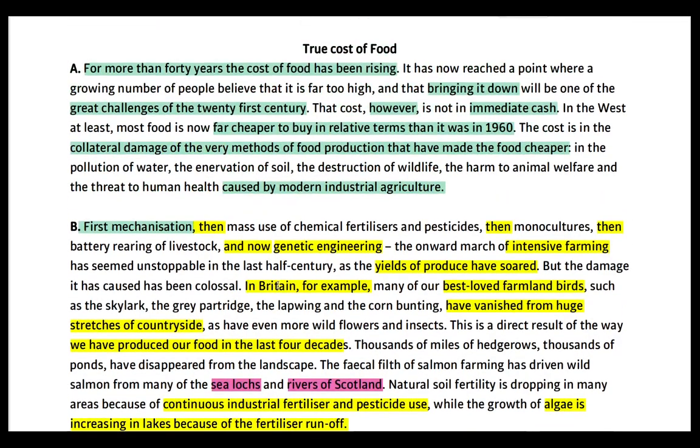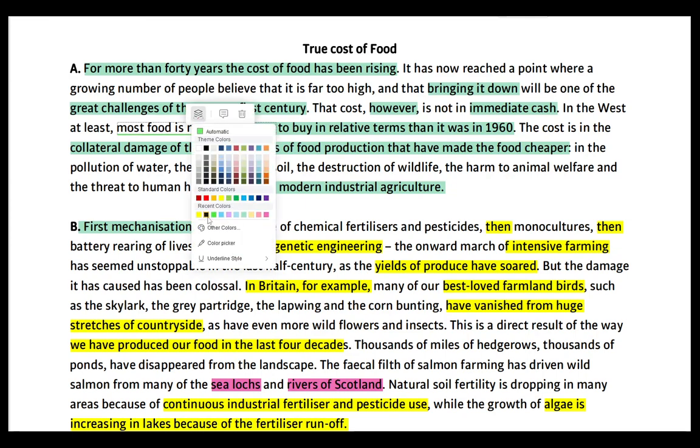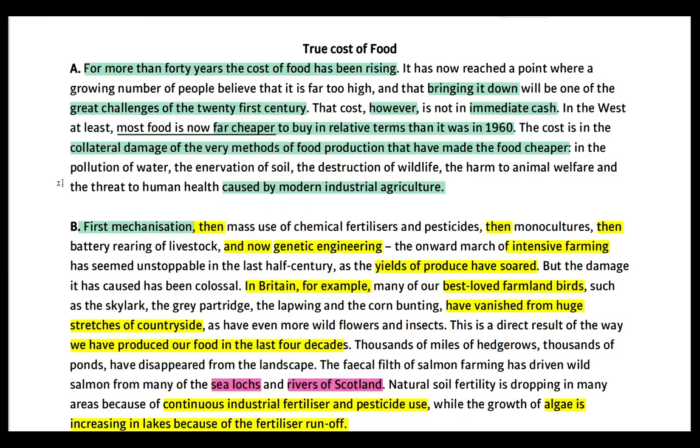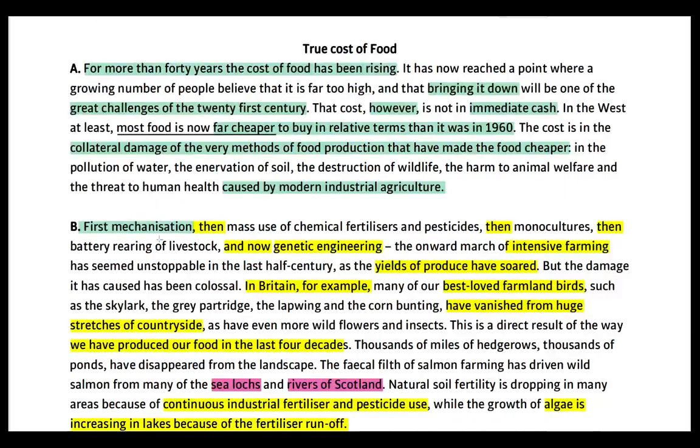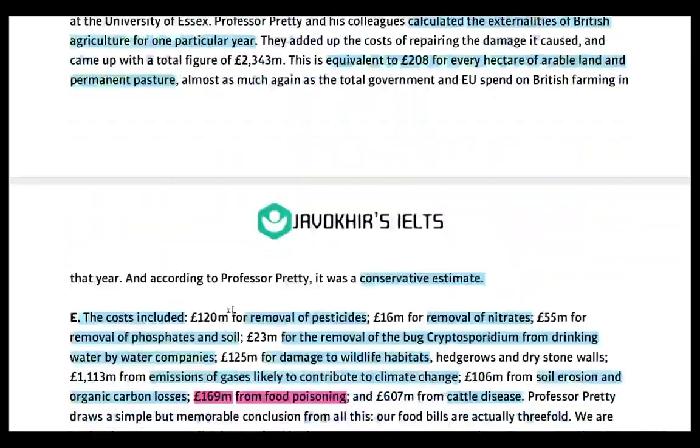However, the taste of food has deteriorated in recent years. I guess that we know that the cost of food is informed here. Most food is now far cheaper. We can make a conclusion from here. Let me choose a different color for that. I think I'm gonna choose darker. Most food is now far cheaper, but it's not really talking about the taste. So far, we haven't read anything about the taste.